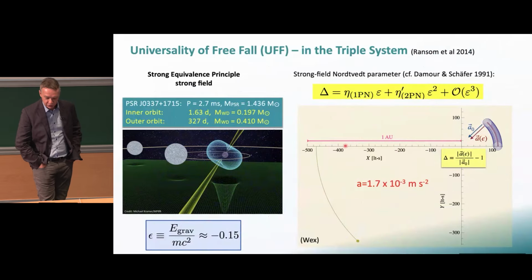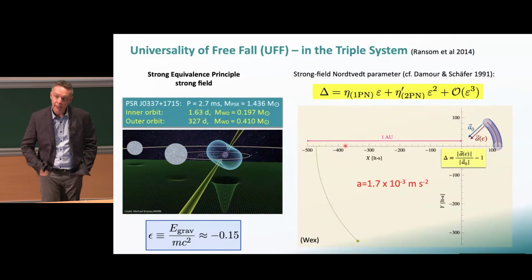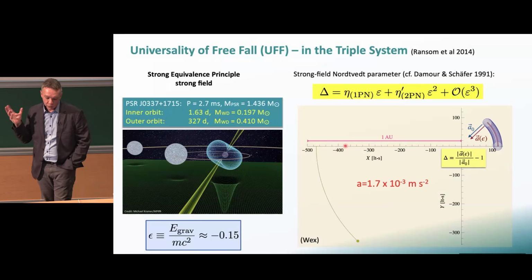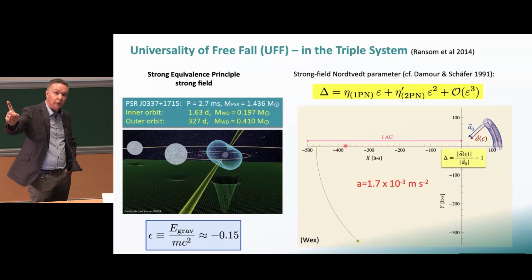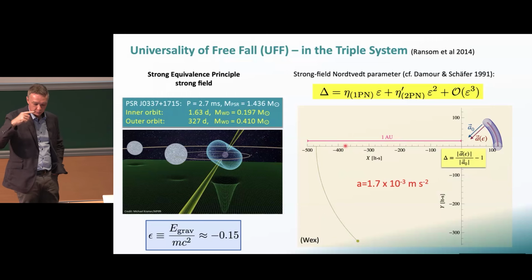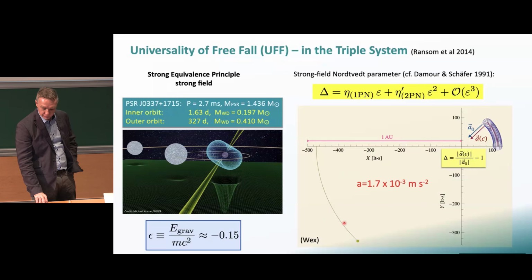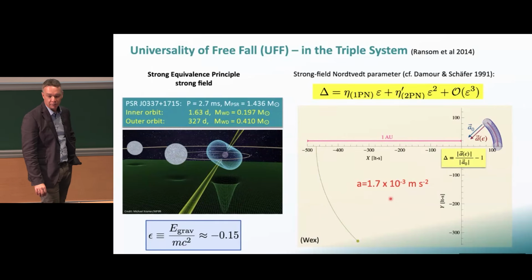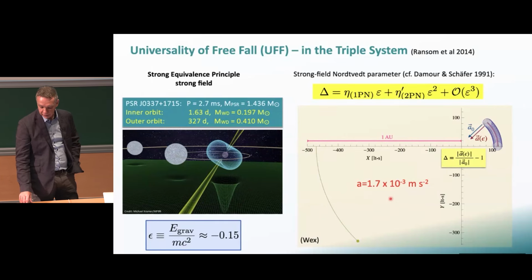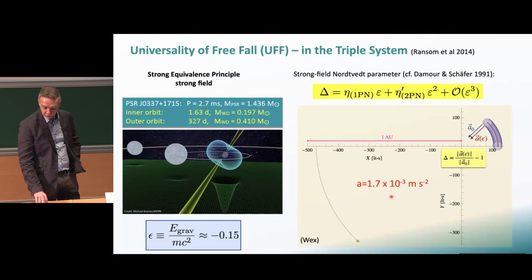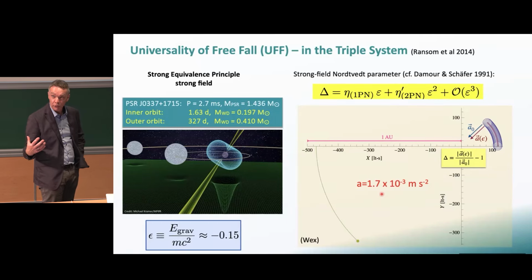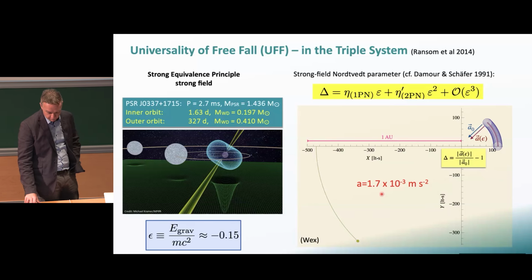And there comes the triple system. This triple system is really unique because here we have a pulsar in about a day orbit around the white dwarf. And there's a second white dwarf further out in about a year's orbit. And so the pulsar and the white dwarf now fall in the gravitational potential towards the other white dwarf. And that acceleration is about 7 orders of magnitude larger than the acceleration that we have in the Milky Way. And in fact, it's of the same order of magnitude as the Earth and Moon in the solar gravitational field. And we have 2 self-gravitating bodies. And so this is the real test in a strong field regime.